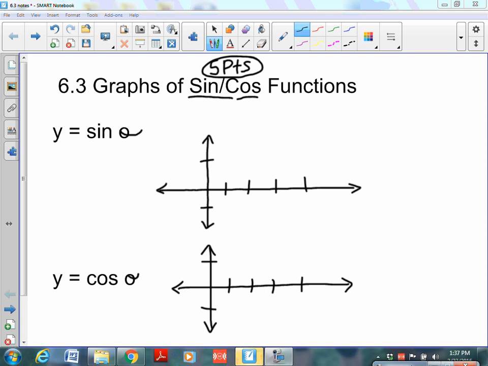Okay, this whole chapter is on radians, so we're going to work with radians. So basically, I'm going to make this 1, 0, 0, 1, negative 1, 0, and 0, negative 1. And I'm going to use this little chart to help me graph what a sine and a cosine graph looks like.